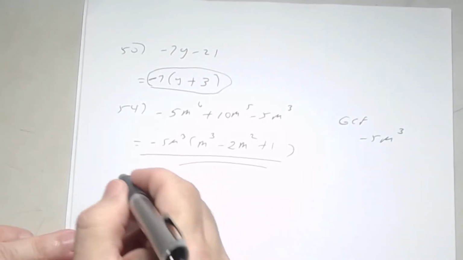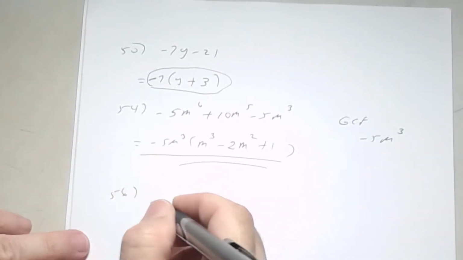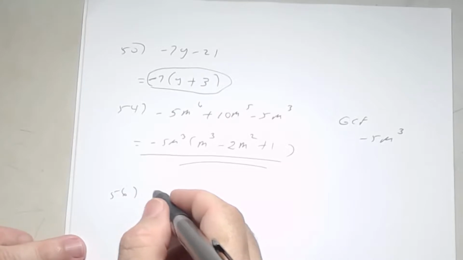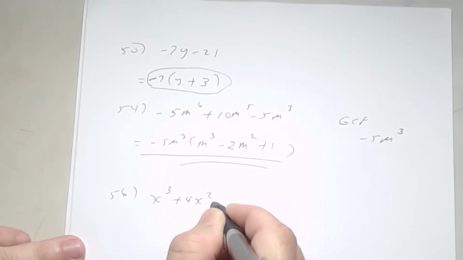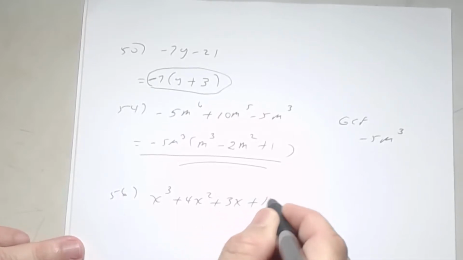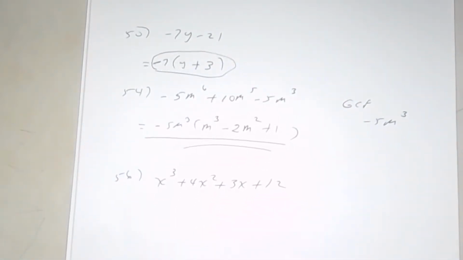Okay, so now let's look at 56. This is going to be the new one. We have x cubed plus 4x squared plus 3x plus 12. The first thing you're going to do always when factoring polynomials is look for a GCF. Every set of polynomials has a GCF. What is that GCF here?